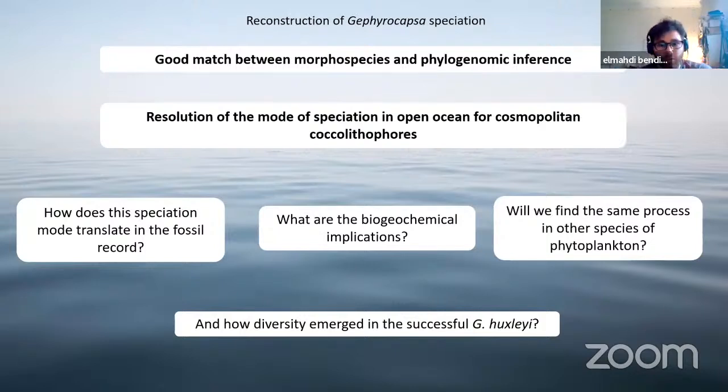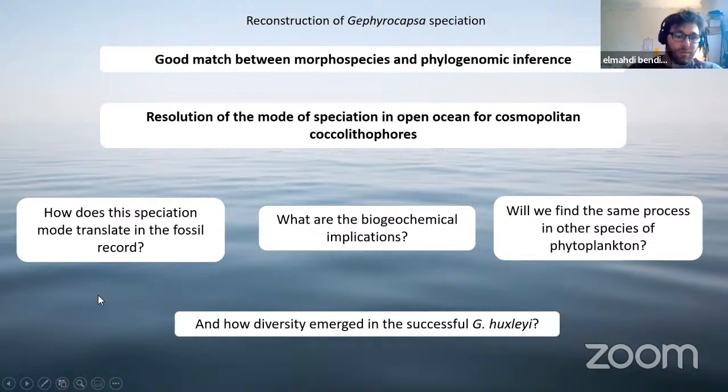So to conclude on this work, we definitely have a good match between morphospecies and phylogenetic inference when we are using genomes. And it's providing really good resolution on the mode of speciation in open ocean for cosmopolitan coccolithophores. Now there are quite a lot of remaining questions. I'm just putting some of them here.